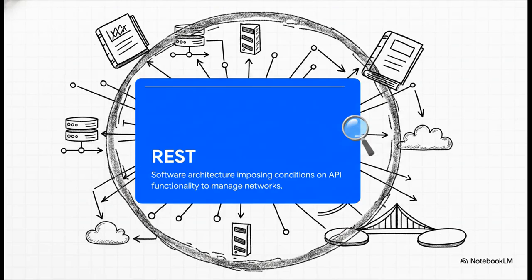And that is exactly where REST comes in. Representational state transfer. It's a software architecture that imposes very specific conditions on how an API should work to manage insanely complex networks like the internet. REST is basically the theory. It's the ultimate guideline that makes cross-platform communication actually work at scale. And when an API follows these rules, we call it a REST API.